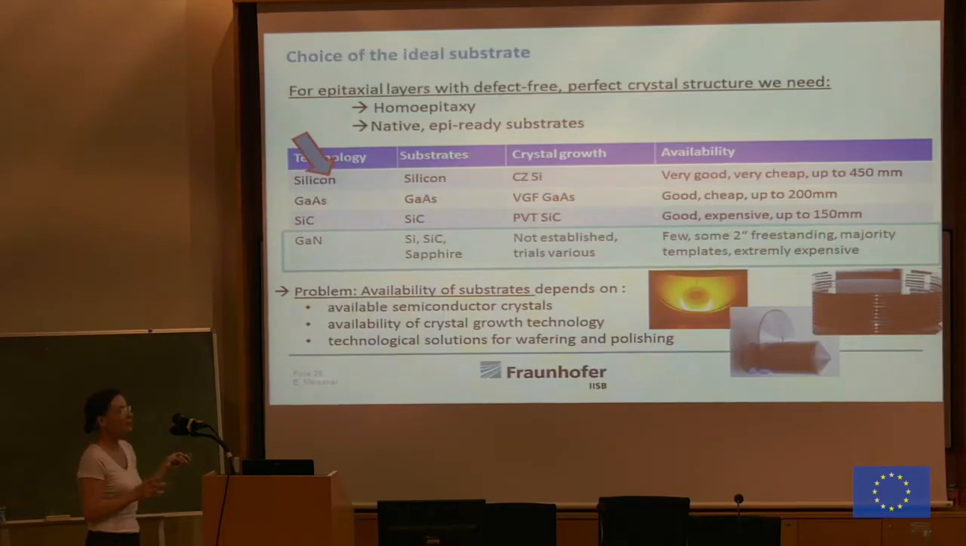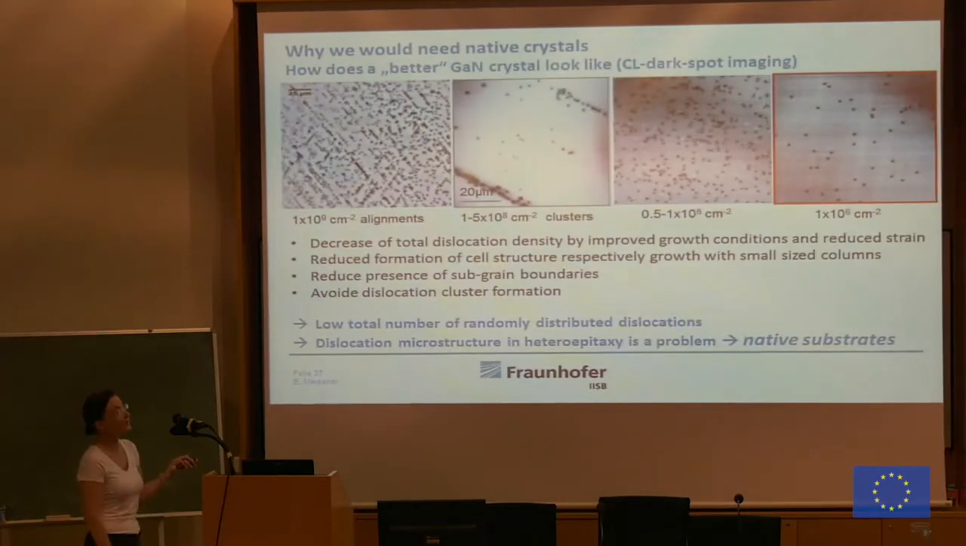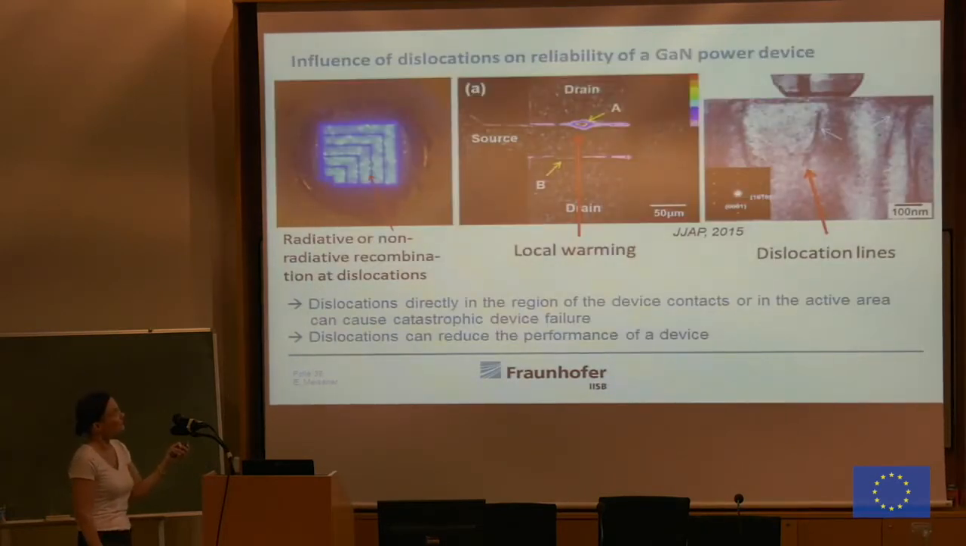So you need a technology which helps you to grow the crystal, and you need technological solutions for the wafering and polishing to produce the substrates. So this would be the ideal case. And this is why we go for the silicon, and this shows you how a better crystal should look like, and this is what I showed before, so we can go over this. You can see arrangements of dislocations, and if you lower the dislocation density, like from 10 to the 9, to 5 times 10 to the 8, to 10 to the 8, to 10 to the 6, you get more and more rid of these arrangements, which would help to get the crystal quality better in the epitaxial layers.